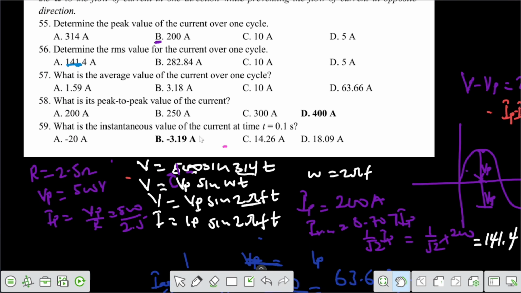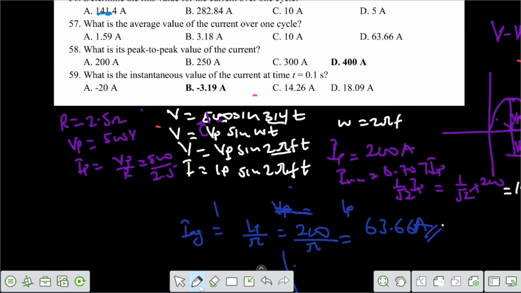Okay, what is the instantaneous value of the current at t is equal to 0.1 seconds? To do this, we just need to know the formula that was given to you. So realize that we had the voltage V to be equal to 500 sine 314, and the time is equal to 0.1. So we just put 0.1 seconds. So V will give us a corresponding value of minus 7.96 volts.